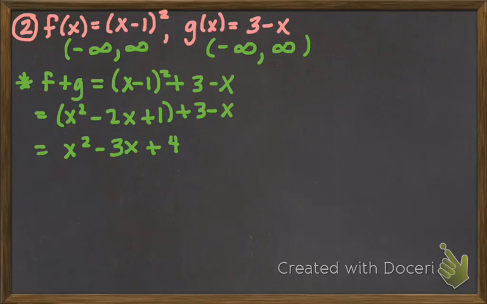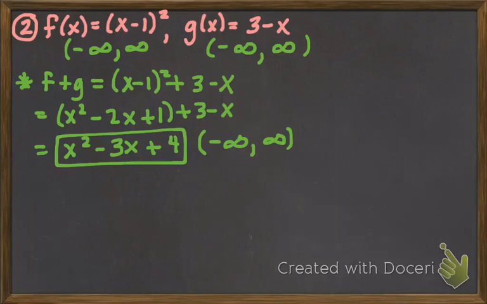Remember that when we define a function as the sum of two other functions, its domain is the intersection of the domains of each of them, and anytime they're both all real numbers, the domain of the sum will also be all real numbers.